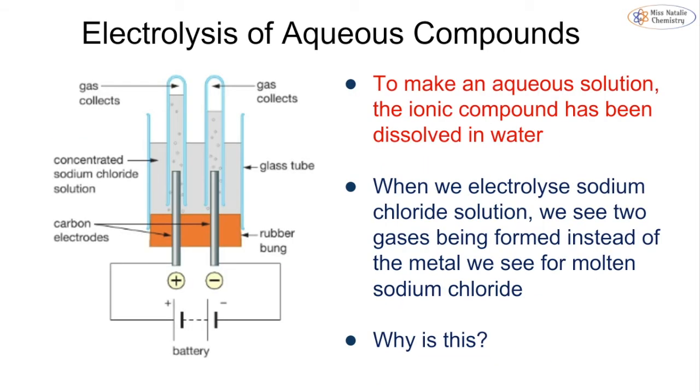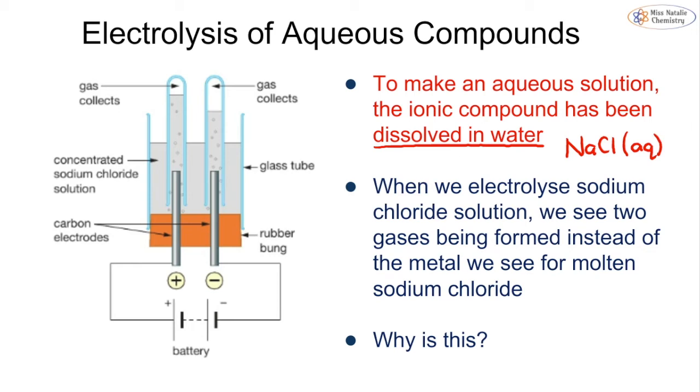Now we can move on to look at electrolysis of aqueous compounds. In order to make an aqueous solution, we've taken an ionic compound and we have dissolved it in water, and that has then formed this aqueous substance. When we've electrolyzed sodium chloride solution, so this time NaCl aqueous, we see 2 gases being formed.